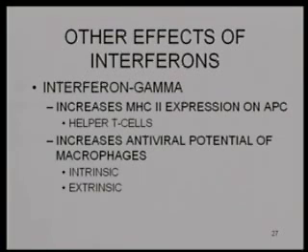Interferon gamma has some somewhat different properties as well, and it can also increase MHC2 expression on the antigen-presenting cells, so it actually activates helper T cells as well, indirectly by improving the antigen presentation. And it also increases the antiviral potential of macrophages. It increases what's called their intrinsic antiviral state. Macrophages innately, viruses do not grow well in macrophages. Macrophages tend to have some of these antiviral mechanisms being expressed, but in the presence of interferon gamma, those are upregulated.